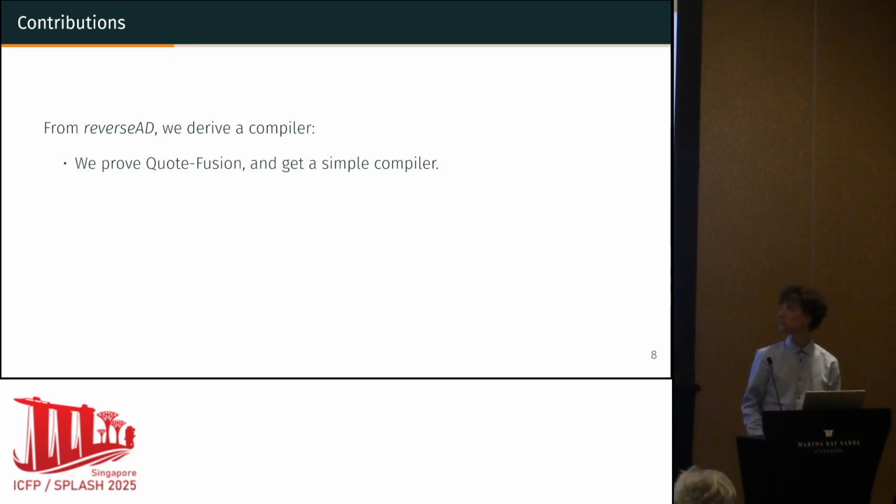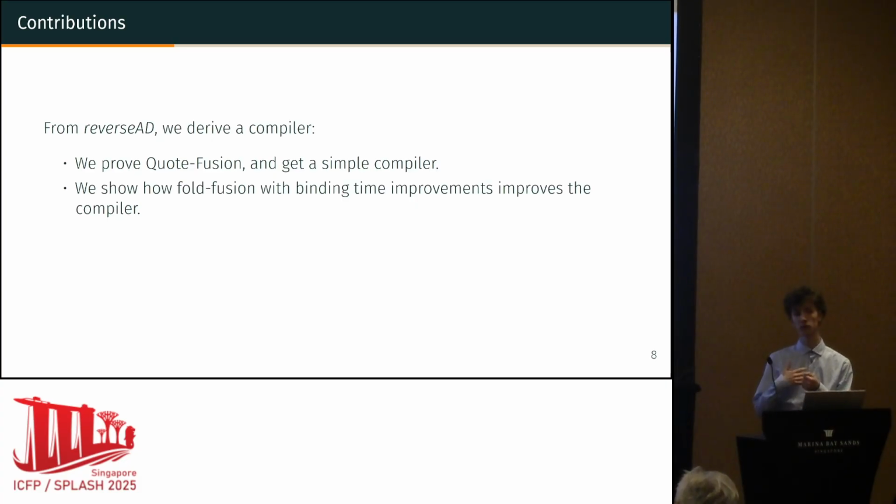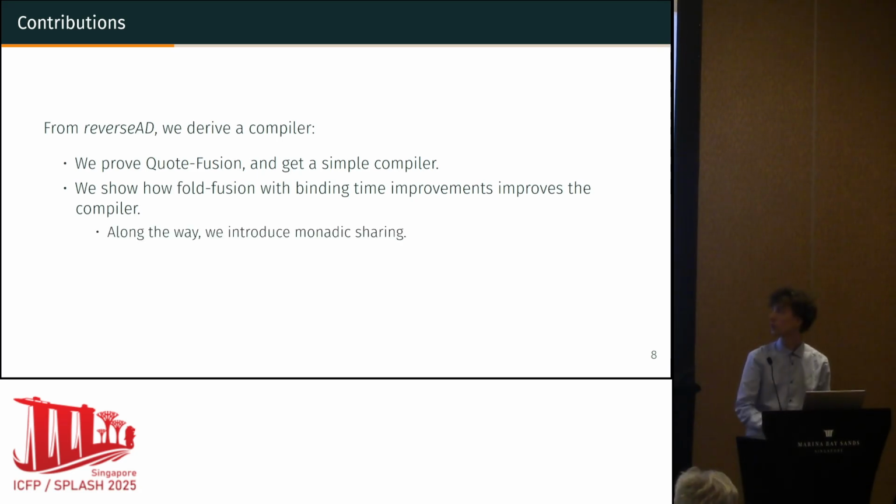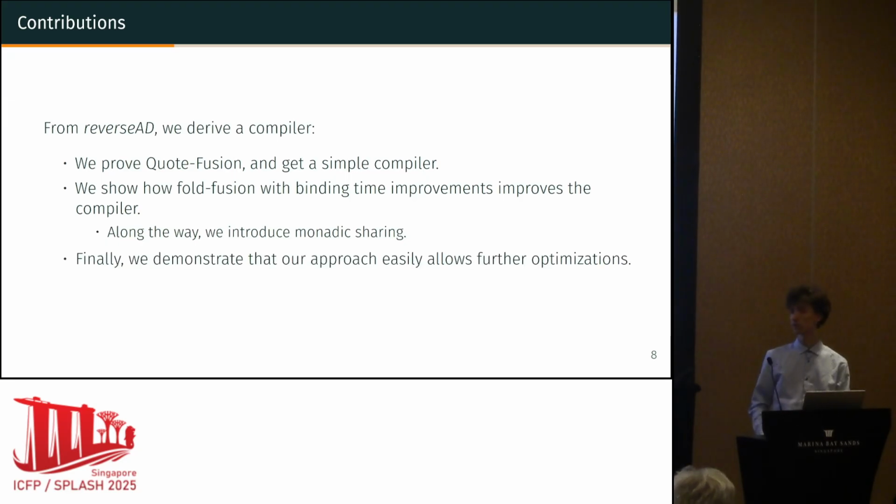And to do this, we'll first prove fusion. And this will give me from reverse AD a simple but not very good compiler. And then I'll demonstrate how we can apply the principle of fusion to gradually turn this compiler into a slightly better compiler. And along the way here, we'll discover how to integrate monadic sharing into this approach. And to finish this off, I'll demonstrate how you can actually very easily extend this calculation with even further optimizations.